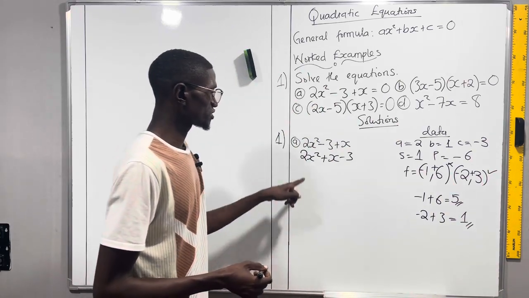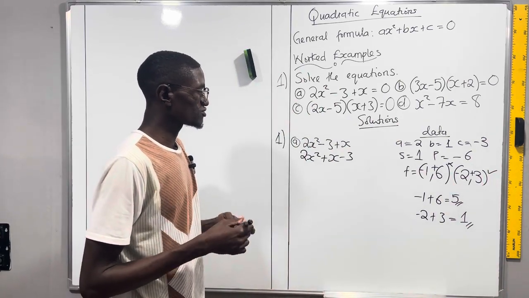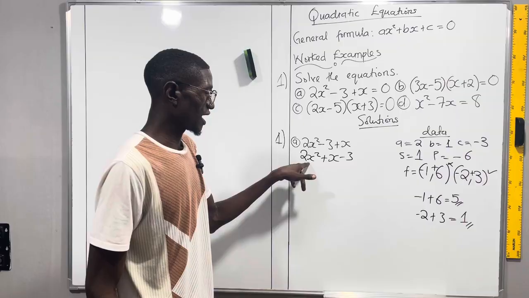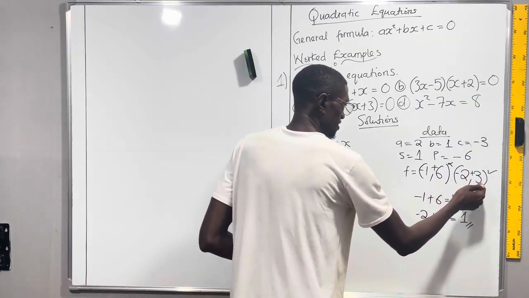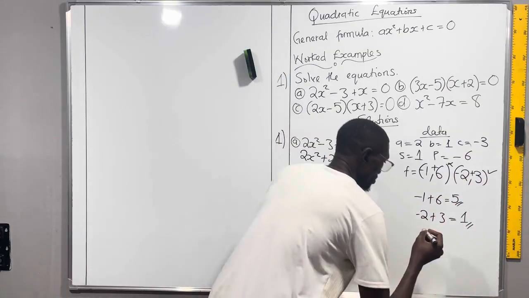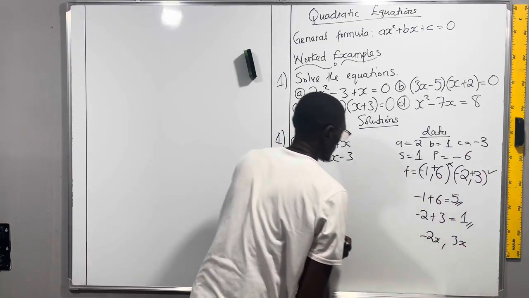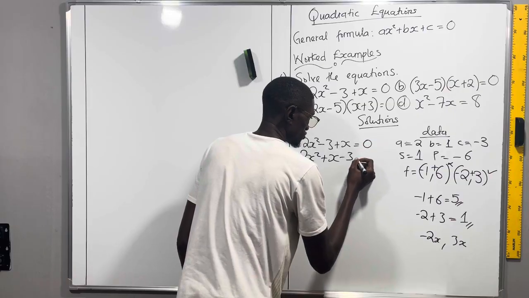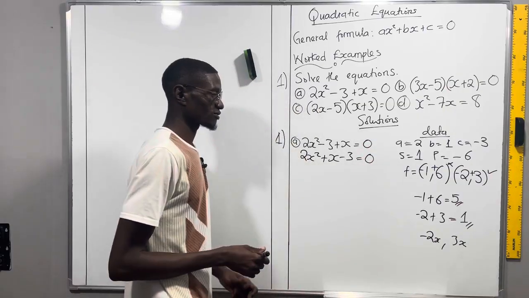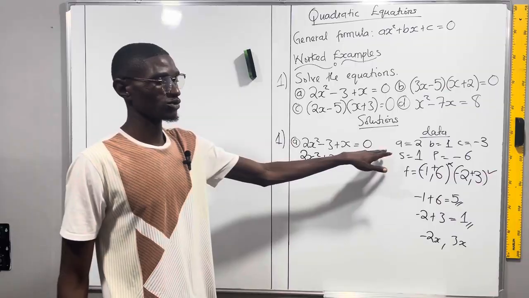At this point, we're going to check the question. What variable are they using in the question? They're using an x. So meaning we simply need to add an x to each of these values. So we're going to have negative 2x and positive 3x. Actually, at this point, we're supposed to do this. Since this is a quadratic equation, you always have to equate it to 0.